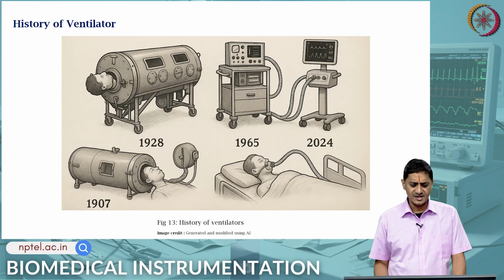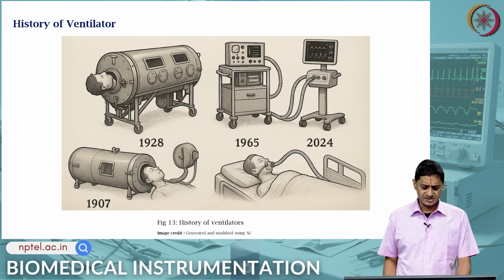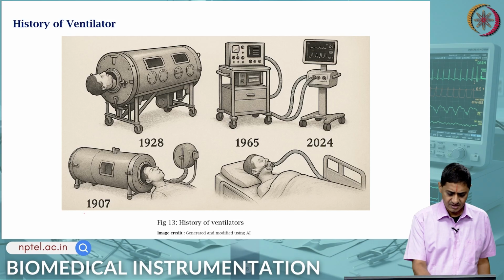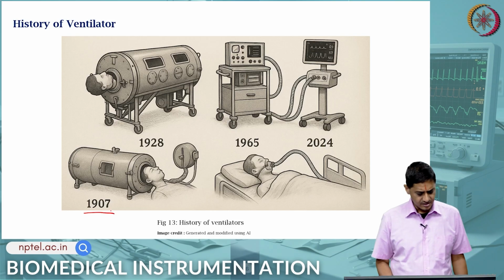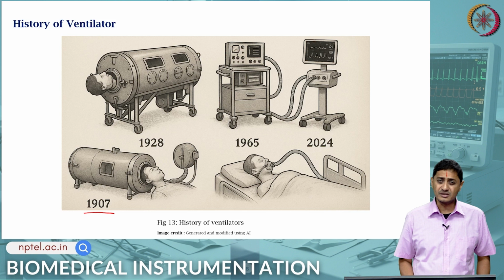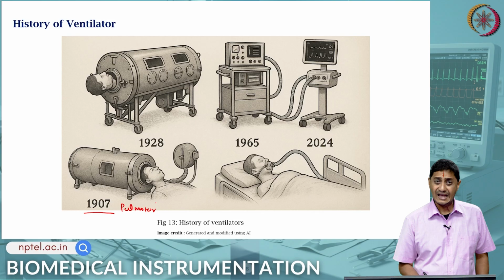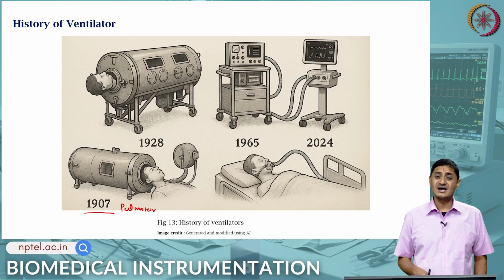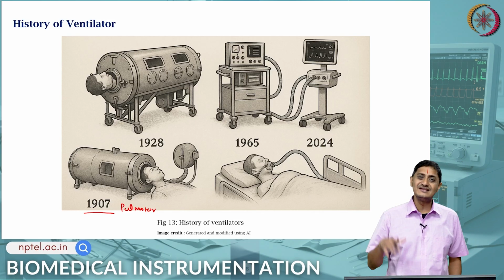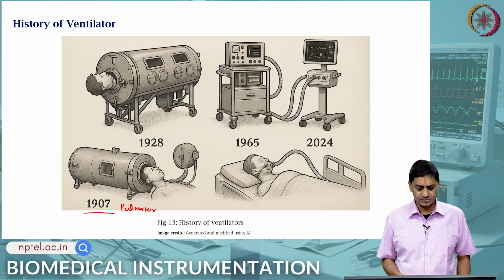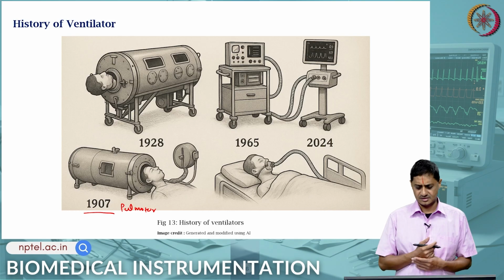Now, the history of ventilators, right? Starting with old systems to the present day systems. This is a 1907 system, the pulmotor era. This is called the pulmotor era. This is the situation in which a negative pressure is artificially created by putting the person inside an iron lung, right. So, this is the original Drager's pulmotor.